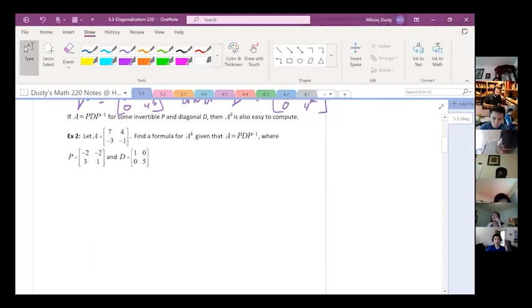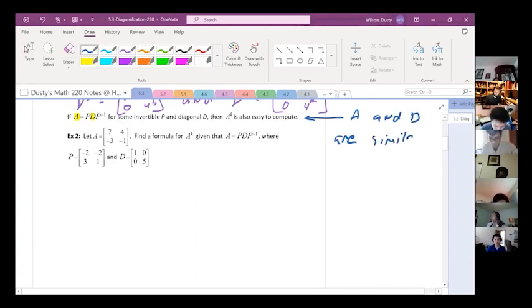So if A equals P D P inverse for some invertible P and diagonal D, then A to the k is also easy to compute. First of all, in this case, we would say that the A and the D are which kind of matrices? Yeah, from Gerald, they're similar. So this is a connection between what we did just before this and now. So they're similar. So let's see, why is A to the k also easy to compute?